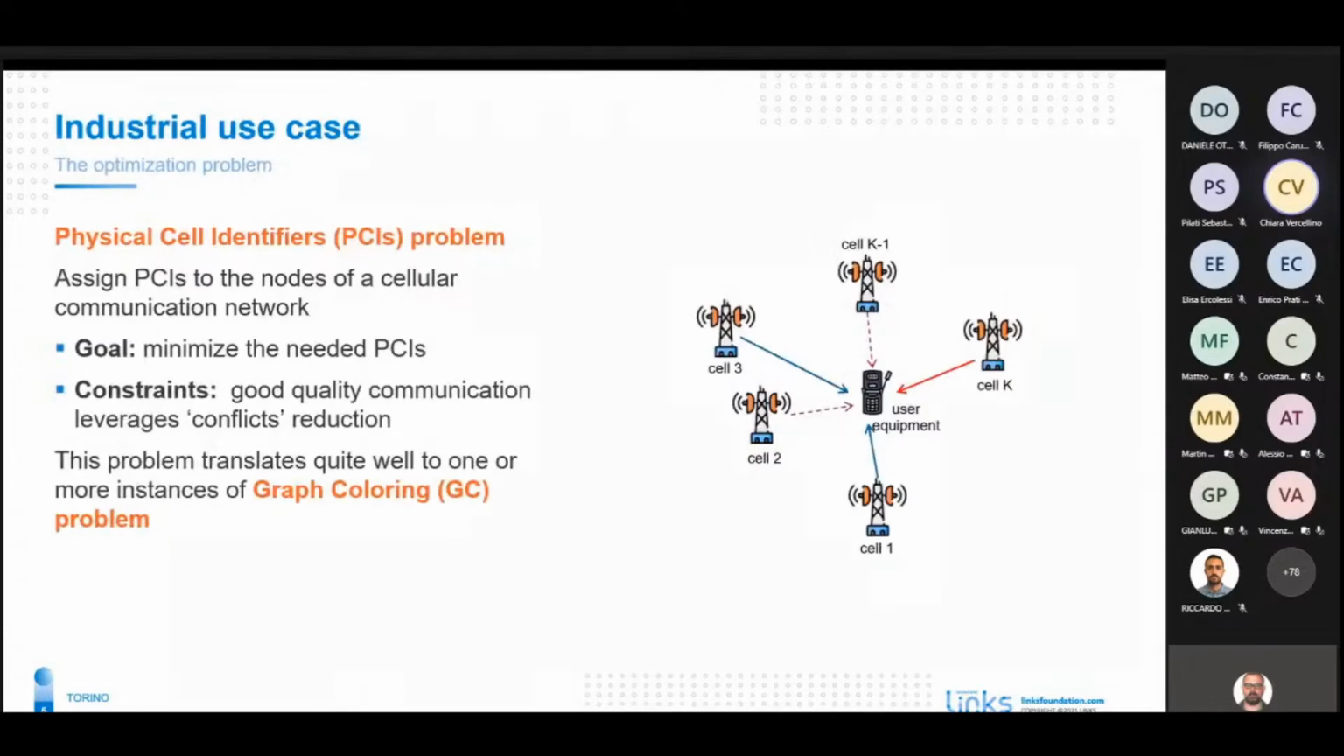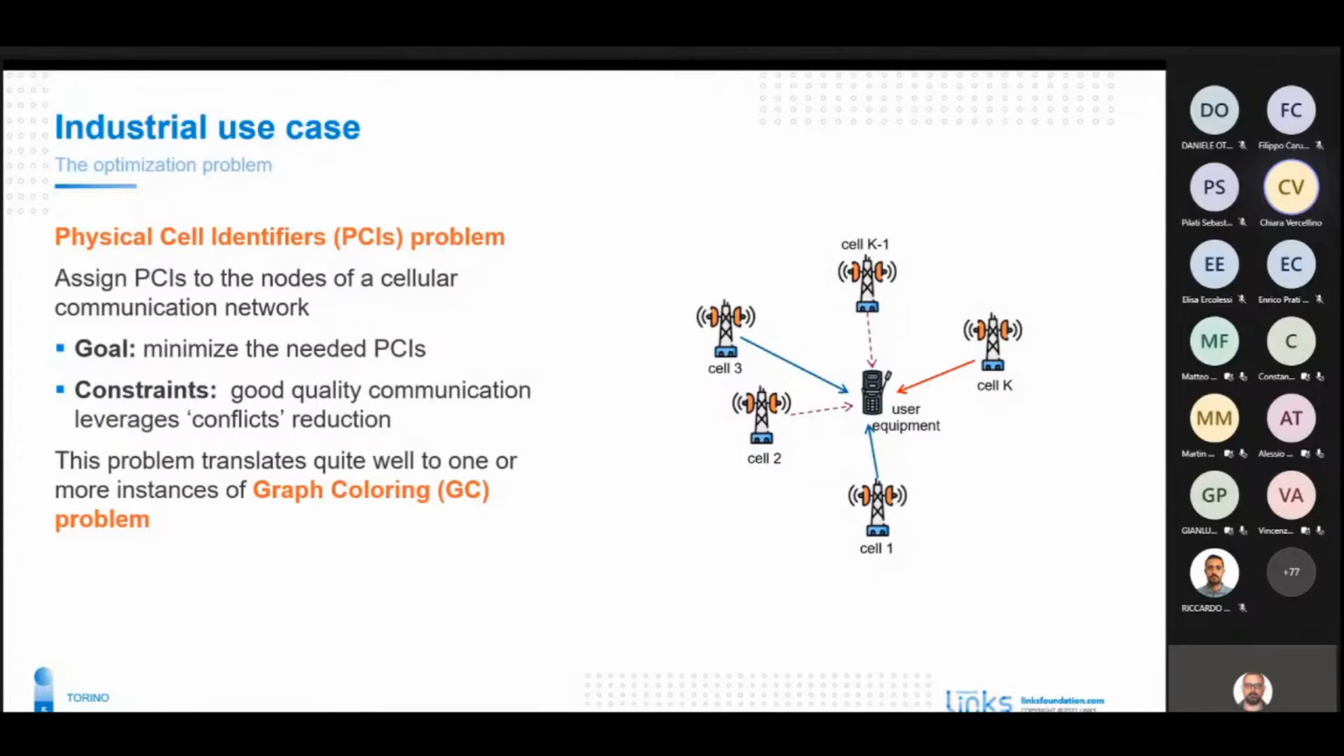This is the background to our industrial use case, the one from which we started to define our optimization problems, that is the PCI problem. This is a use case taken from the telecommunication world, and it concerns the optimization of the assignment of the PCI identifiers. The assignment of this kind of identifier allows providing good quality communication to the users.